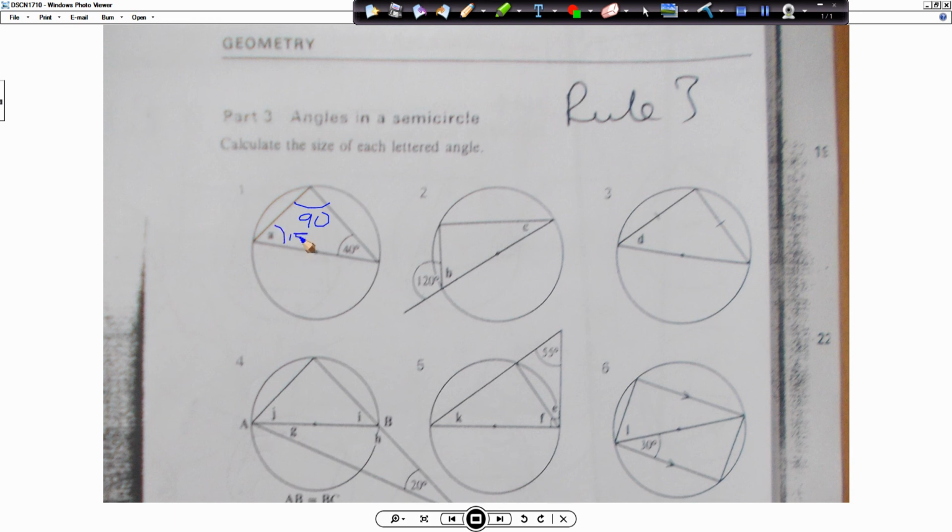So that leaves us, oops, sorry, one shouldn't be there, pardon me. That's just 50, sorry folks. Not 150, just 50 degrees. Done. Okay.